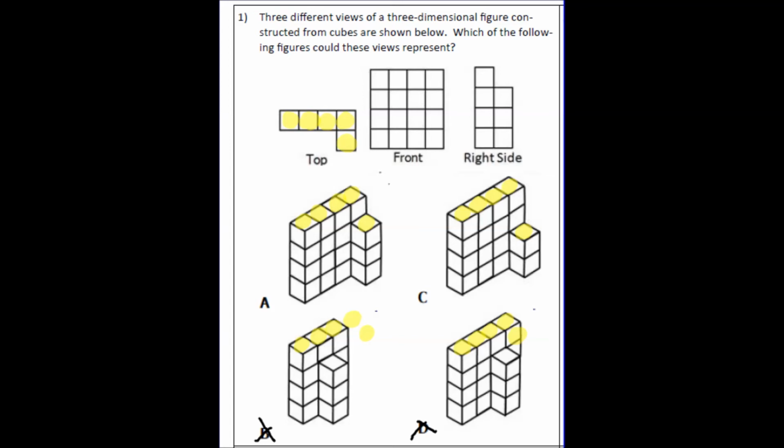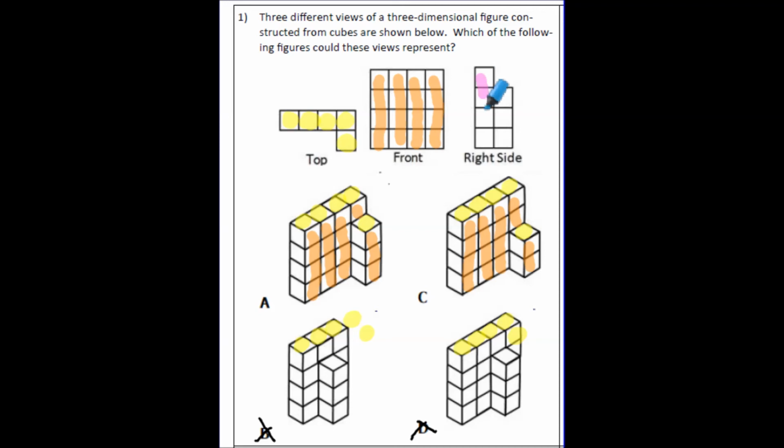Now let's highlight to kind of see what our front view would be. Our front view, we have 1, 2, 3, 4 columns of 4 blocks. So I have column 1, column 2, column 3, and column 4. So A matches the front view. And then C, we have column 1, column 2, column 3, and column 4 matches the front view as well.